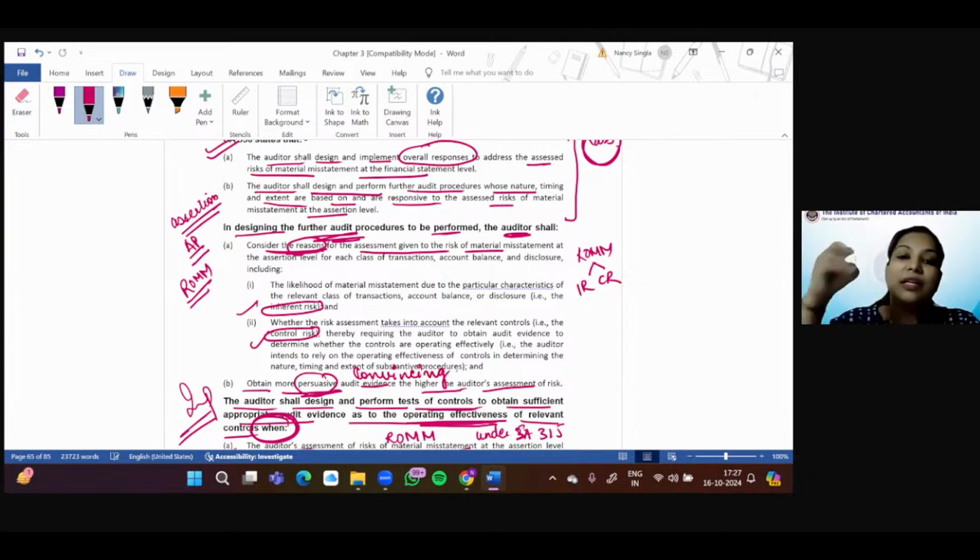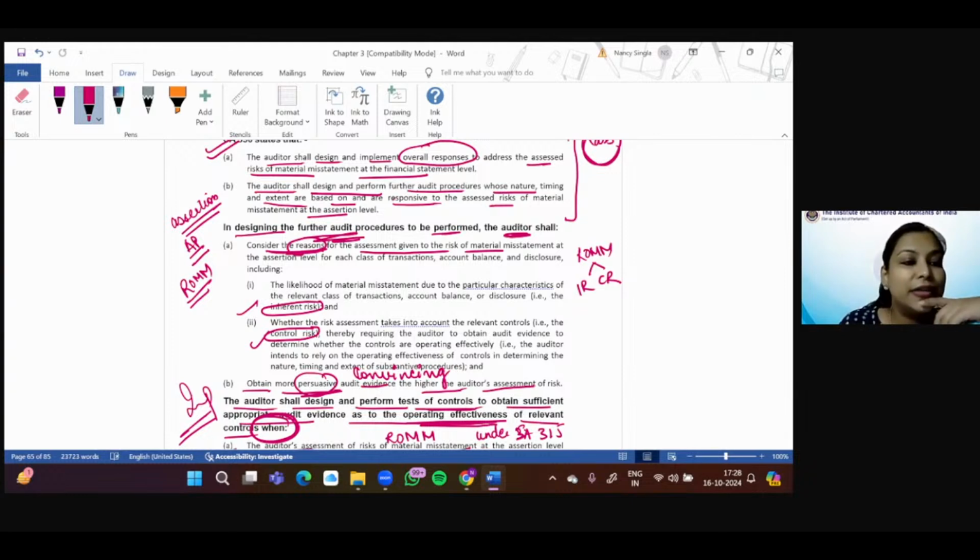So if the assessed risk of material misstatement is high, he is going to obtain more convincing, more persuasive audit evidence. See, how will he obtain more persuasive audit evidence? By performing more audit procedures, right? Or by increasing the extent of his checking, right? By taking a larger sample.